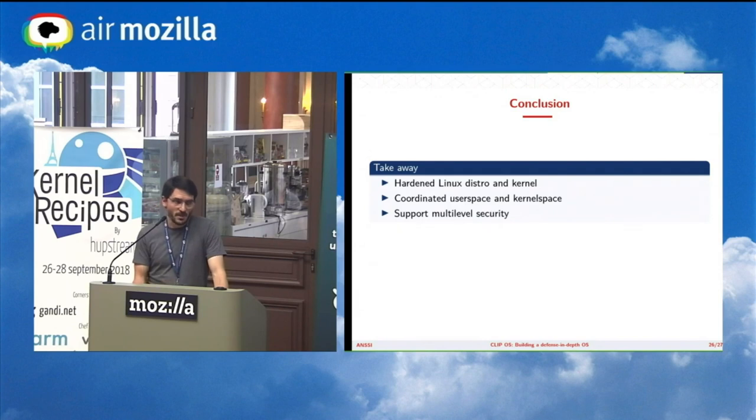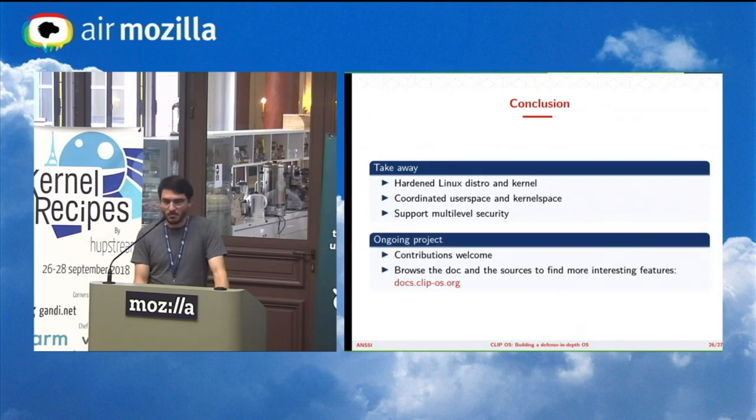Another takeaway: we've released everything as open source, so it's all still on GitHub. You can take a look at all those projects, all those changes that we've made, either in user space or the kernel. It's all available there. The main takeaway is that ClipOS is a hardened distro, with a kernel part and a user space part. We made changes to both, so they have to be built together for it to work. And of course, we made all those changes to handle the multi-level security model that we need.